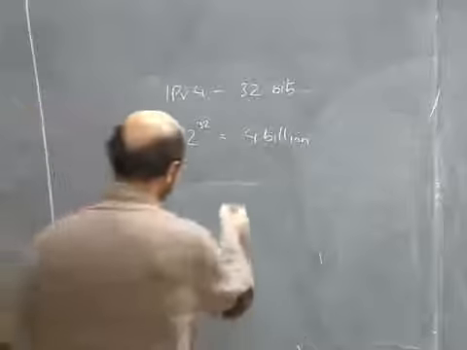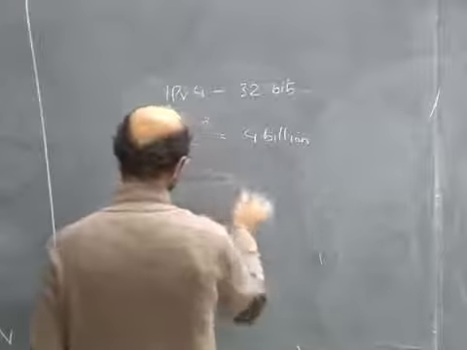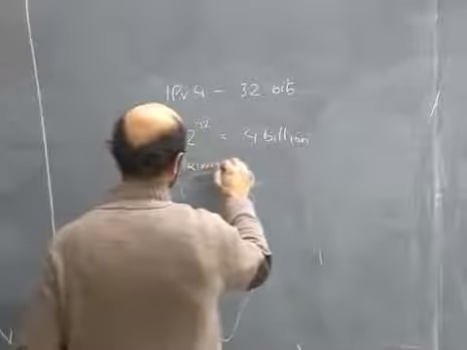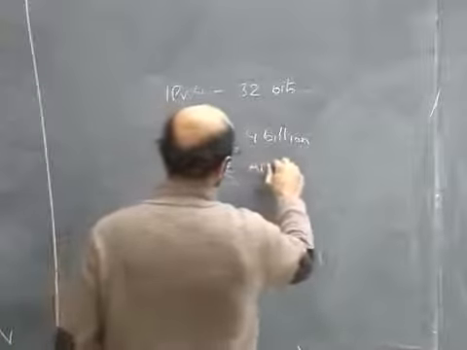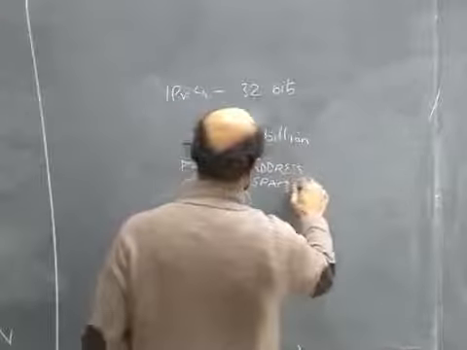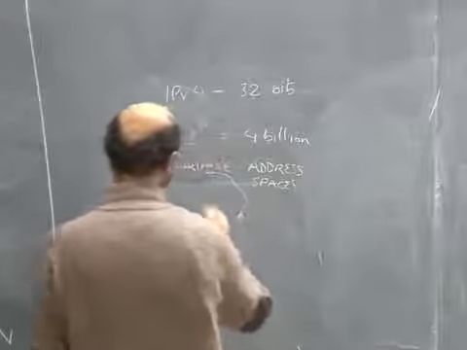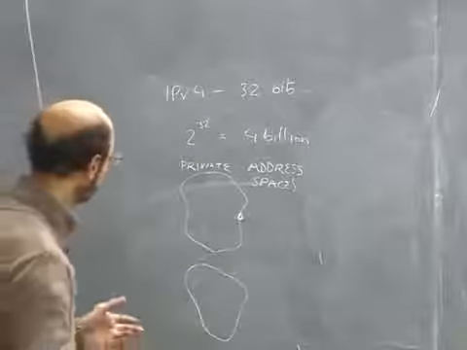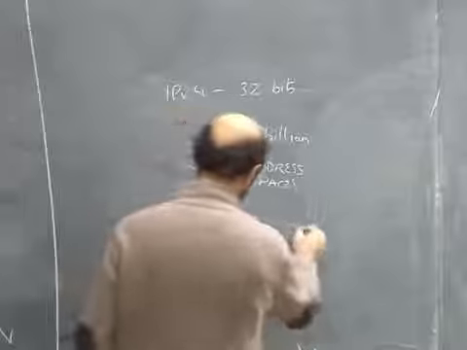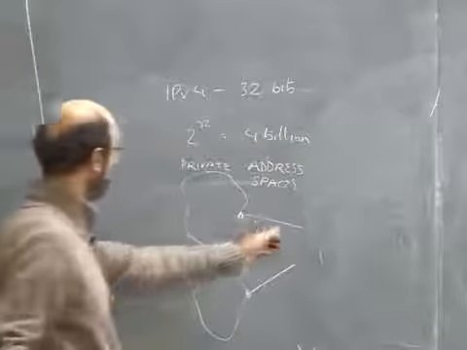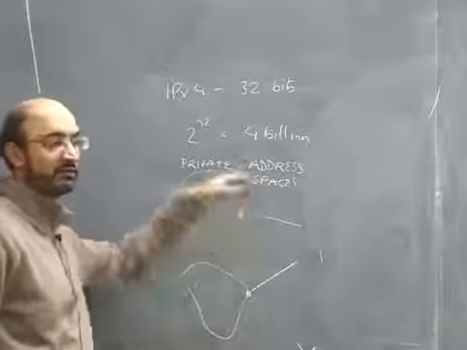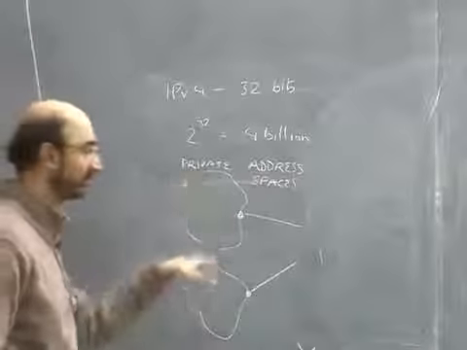And the way we do it is that we have these, what we can think of as private address spaces. And the private address spaces reuse the same address over and over again. And they all have a single public address. And so what we have to do then is make sure that these private addresses don't leak out of these private address spaces.